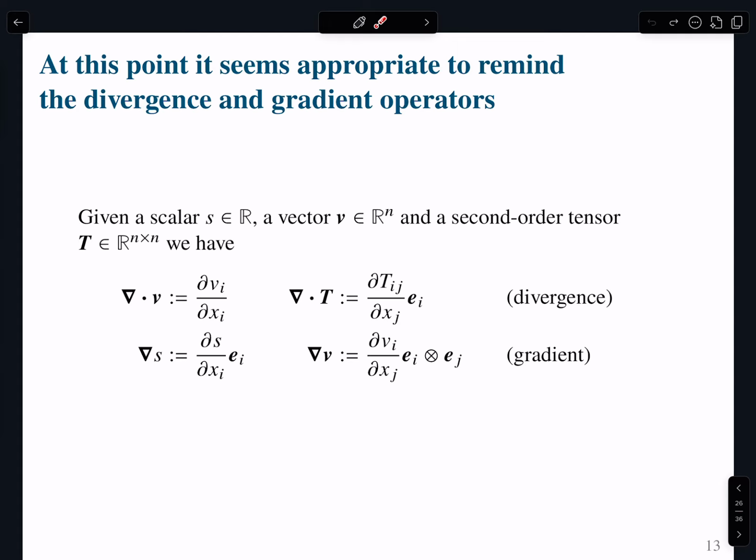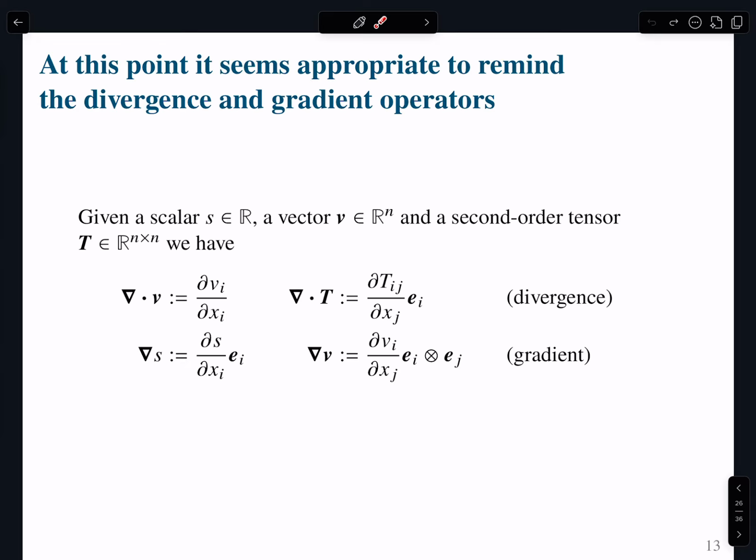Before we get there, let's recall what a divergence is and what the gradient is. These are operations that we define this way. So the divergence of a vector V, where S is going to be a scalar, V is going to be an n-dimensional vector, and T is going to be an n by n, say, two-dimensional tensor. To make things simpler, we're going to define the divergence of a vector as dvi/dxi.